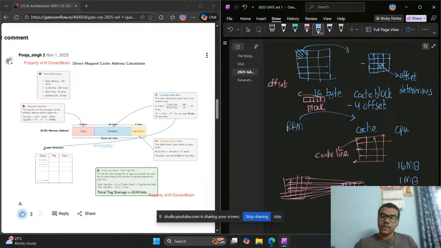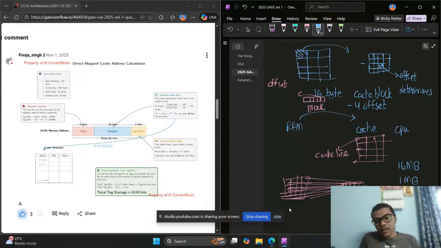And this is the tag, because multiple blocks of RAM are associated with a single block of cache. The tag bits are the remainder of the address, used to verify a cache hit. So the tag will be calculated at the end because we don't know how much space is there for that yet.